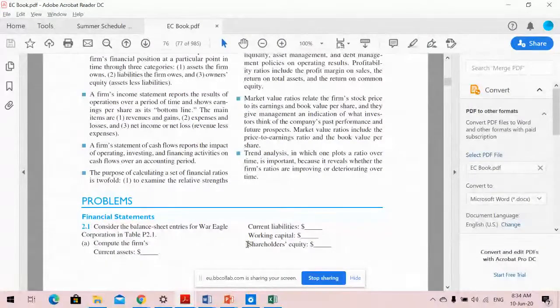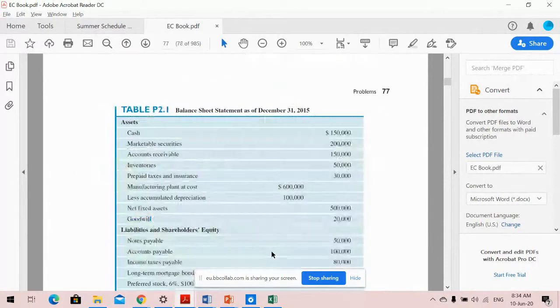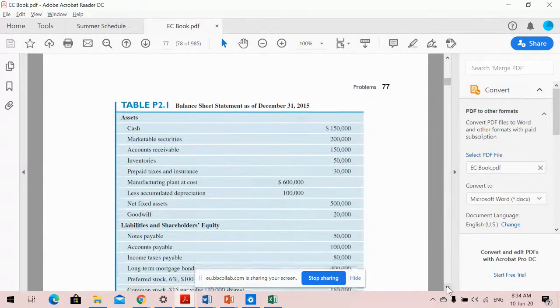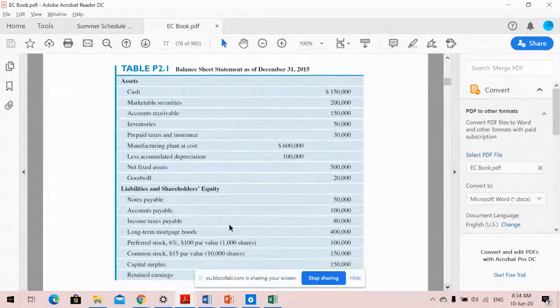Next one is shareholders equity. What is shareholders equity? We'll go to the same section again and see what the items are. This section has both liabilities and shareholders equity, because as per the rule, the total assets equal the total of this section. But this section has two parts, liabilities and shareholders equity, right?